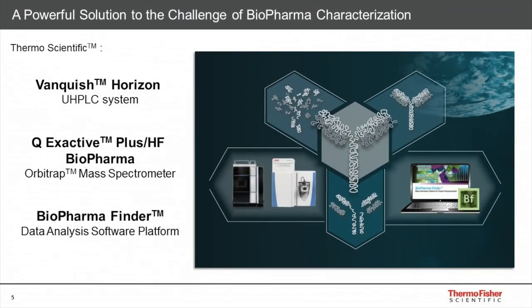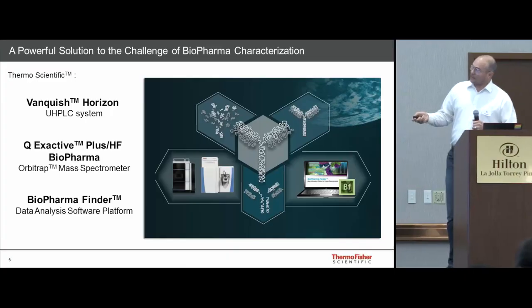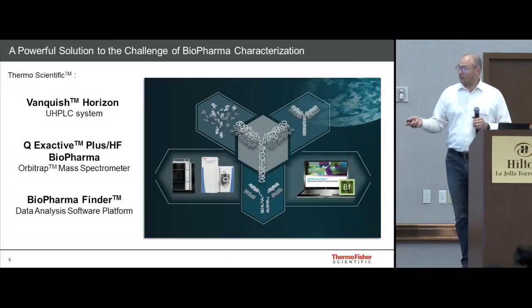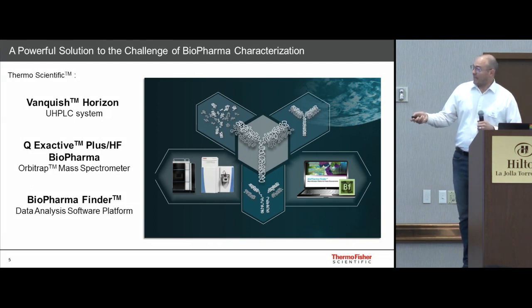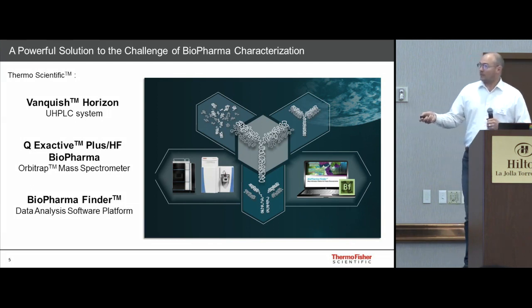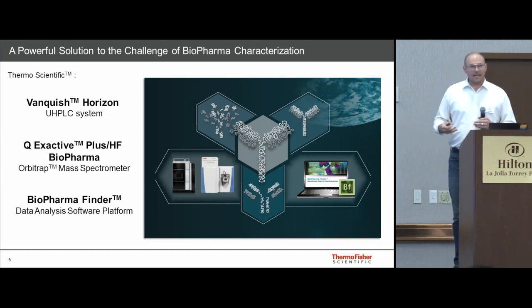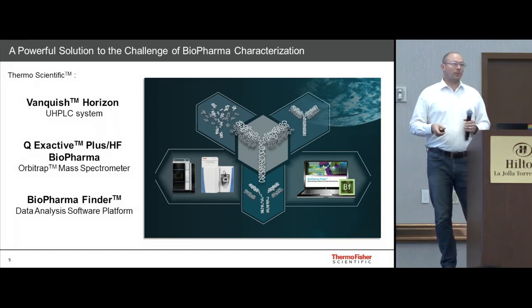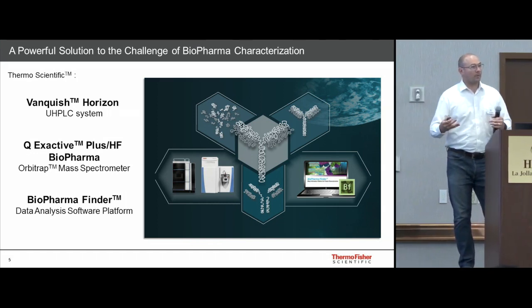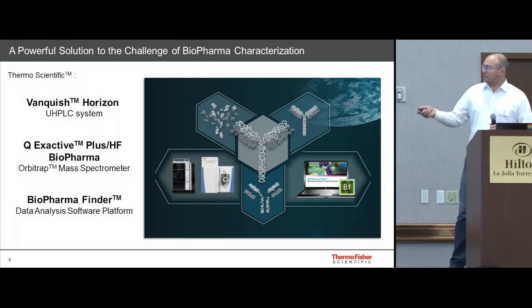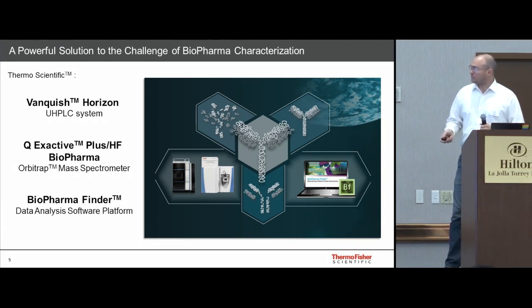So to take a step back, we're extremely proud of this mass spec because in the greater scheme of things, it represents one continuous platform, including the Vanquish UHPLC system, the Q Exactive, and this comes in two flavors at the moment, the Q Exactive Plus or the Q Exactive HF BioPharma. The BioPharma is an option that you can add on to either of these mass spectrometers. And then finally, the BioPharma Finder data analysis software. So all of these three in line represents one platform, extremely powerful, which is ideally suited for characterization.